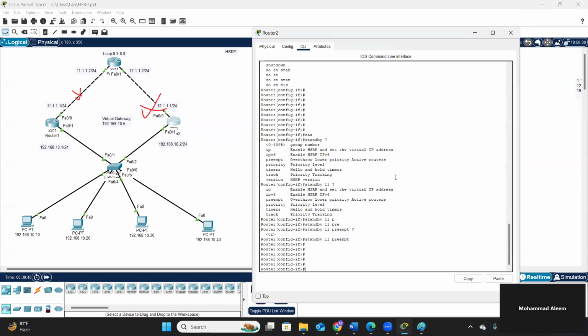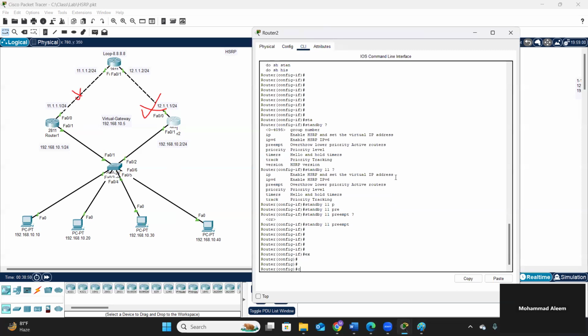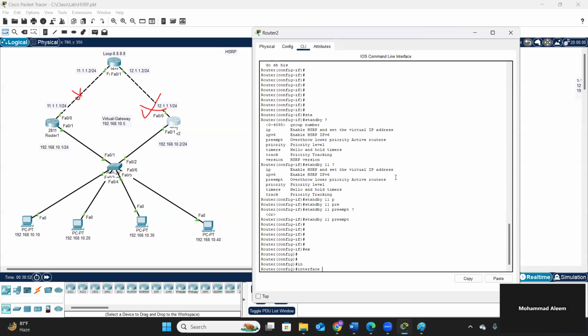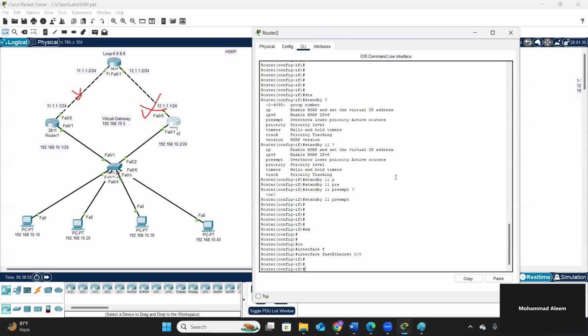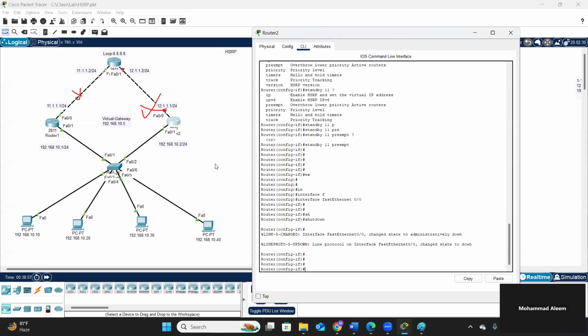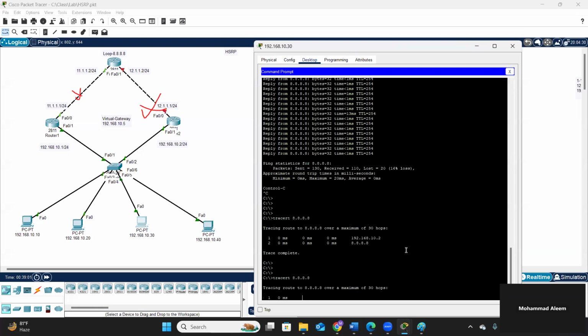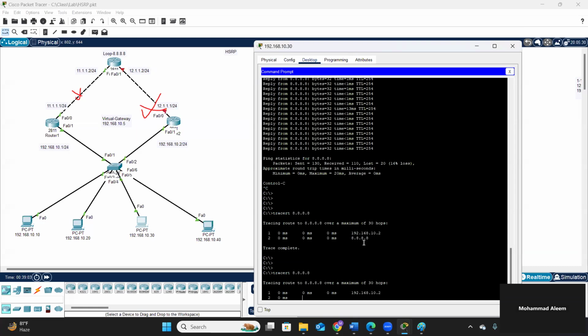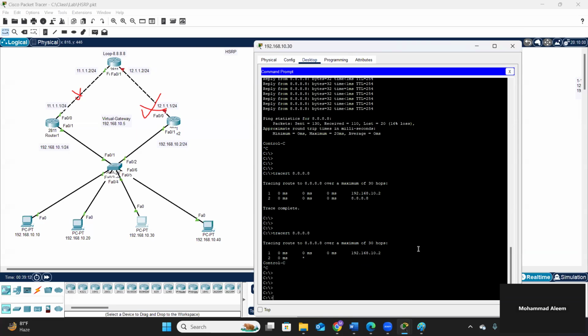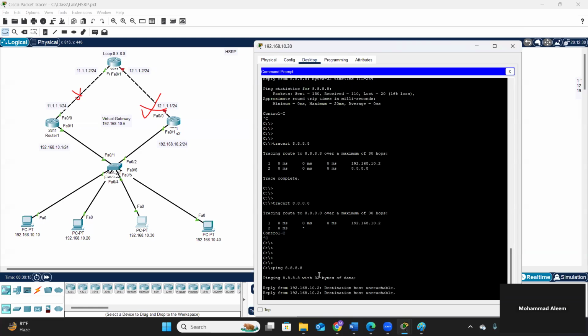Now I will shut down the interface. Config t, interface FastEthernet 0/0, and shutdown. Now you can check the WAN interface is down. You can do a continuous ping. Now you can check, the packet is not moving forward because it has taken that interface. So ping 8.8.8.8. The destination is unreachable.